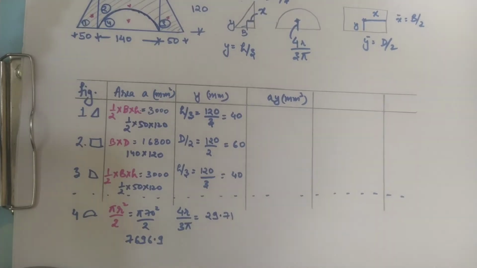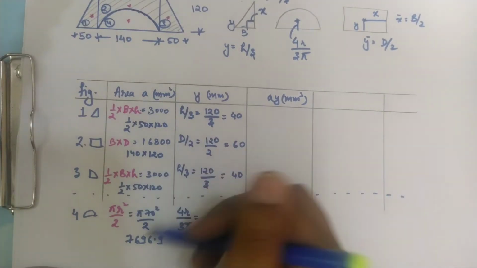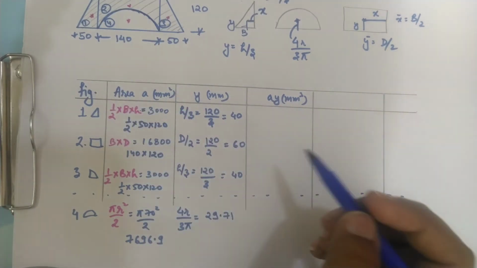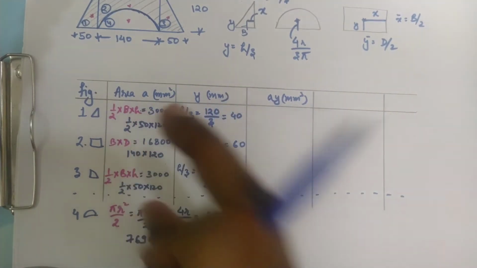Next, we have already identified the area and Y for the respective figures. Next is just to multiply this column with this one.